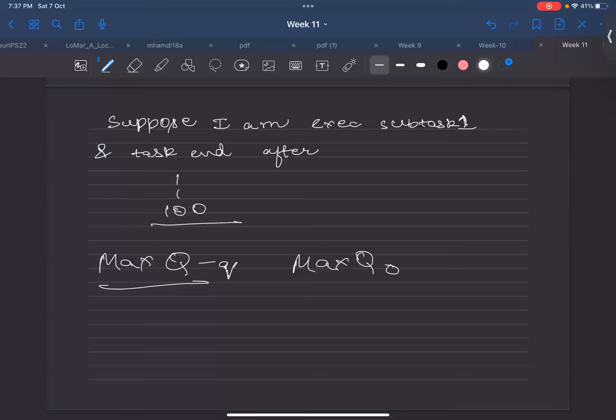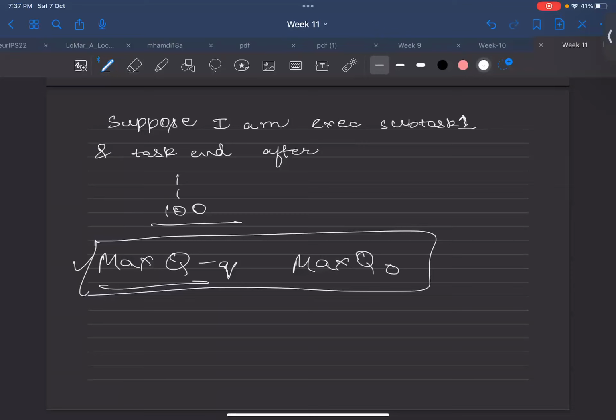Either I'll take this in the next class. We'll go through just an overview. What are this Max Q and Max Q0? I'll cover that. Okay, I'll cover this.